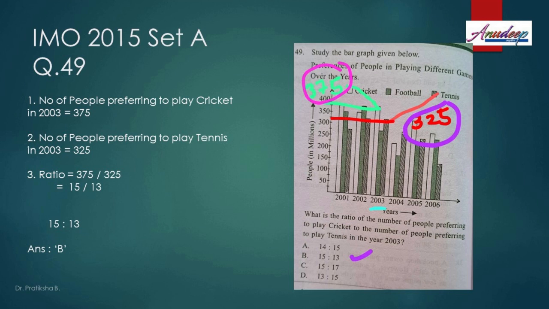So what we observe is the number of people preferring to play cricket in year 2003 was 375, and the number of people preferring to play tennis in 2003 is equal to 325. So the ratio, if we take 375 upon 325 and divide it by 25, it will reduce to 15 by 13. So the ratio that we get as an answer is 15 as to 13.